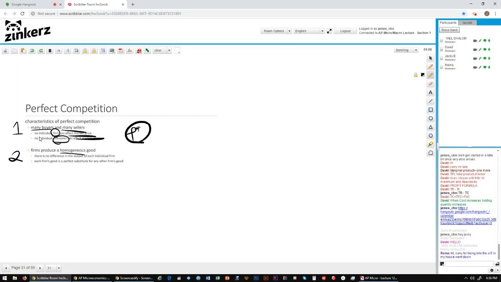So every single company out there, all of those 100,000 companies, they sell exactly the same product. No difference whatsoever. Does that make sense in today's world? No. It's impossible. I can't think of a single product where we have a homogeneous good.